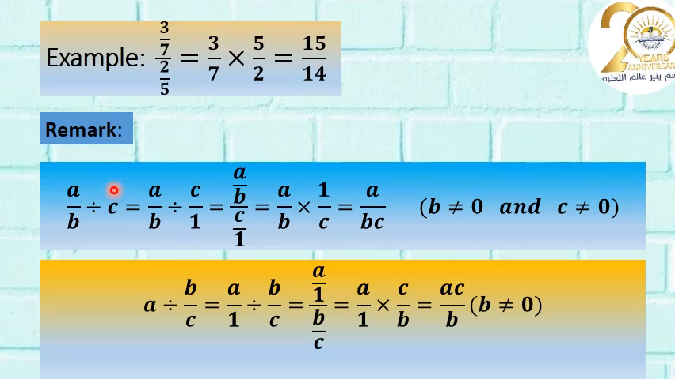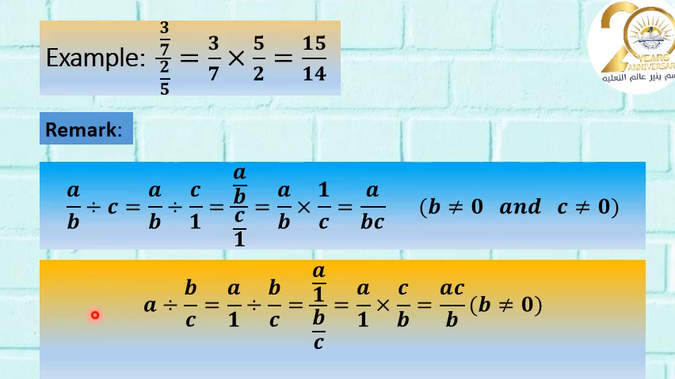Remark, when we have a letter or a number without any denominator, we can suppose that the denominator in this case is equal to 1. Because when we divide any number by 1, the result is itself. So a over b divided by c is equal to a over b divided by c over 1. That means a over b times 1 over c, which is equal in the end to a times 1, which is a, and b times c, which is bc. We have to mention that b and c, both of them, are not equal to 0.